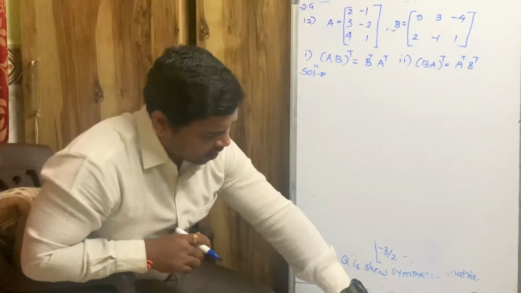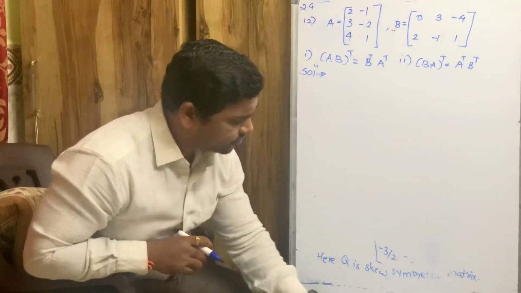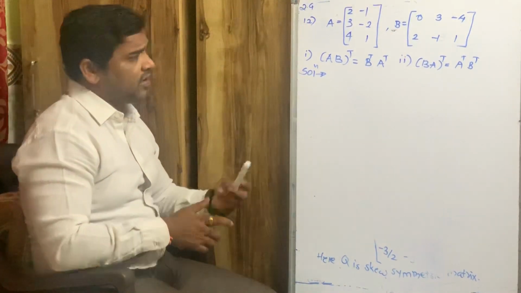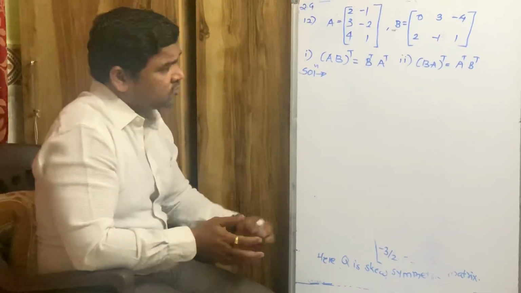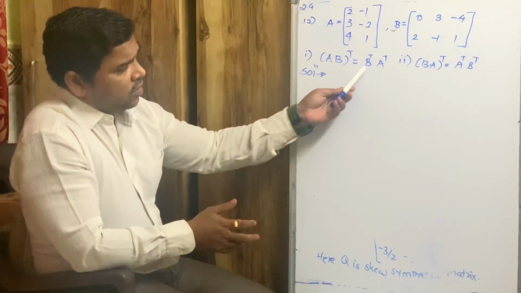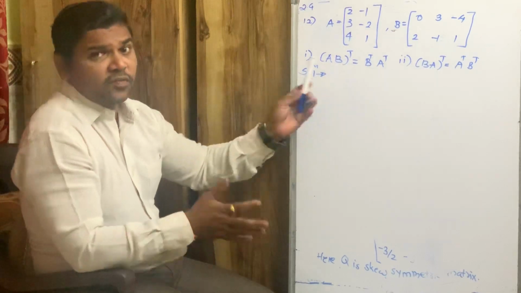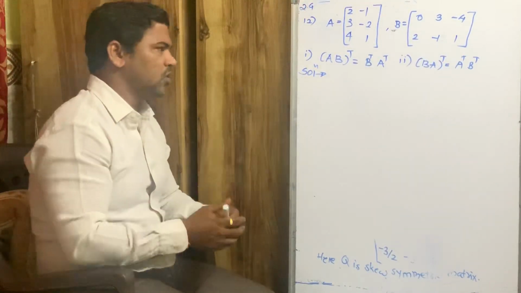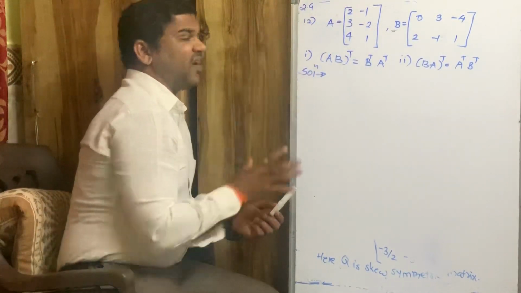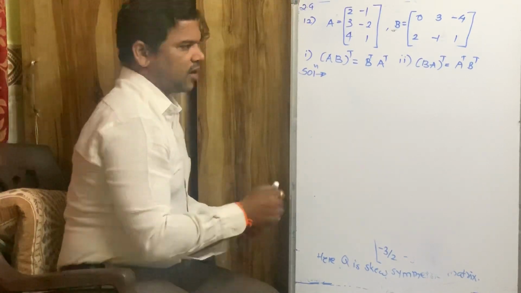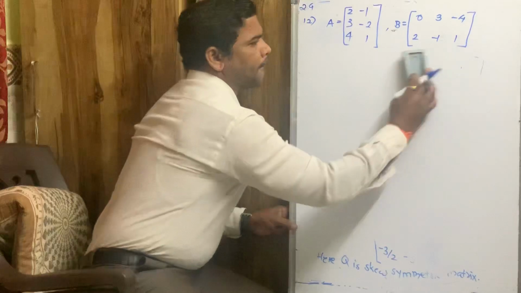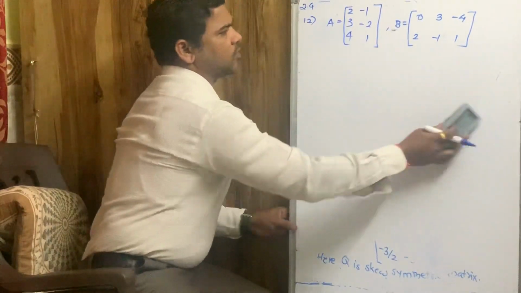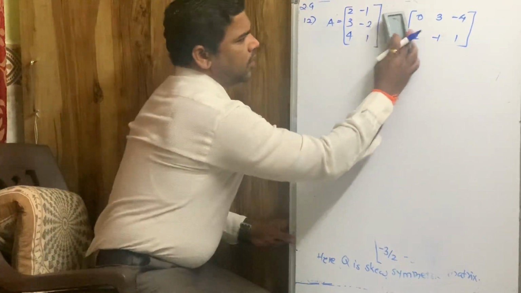So what is the requirement? What we require here is AB, and then we have to make its transpose. A is given, B is given, we have to find B transpose, A transpose, and then just multiply them. So let's start. Let me find out first B transpose and A transpose. A and B are given, so the solution will be like this. These are the given matrices.